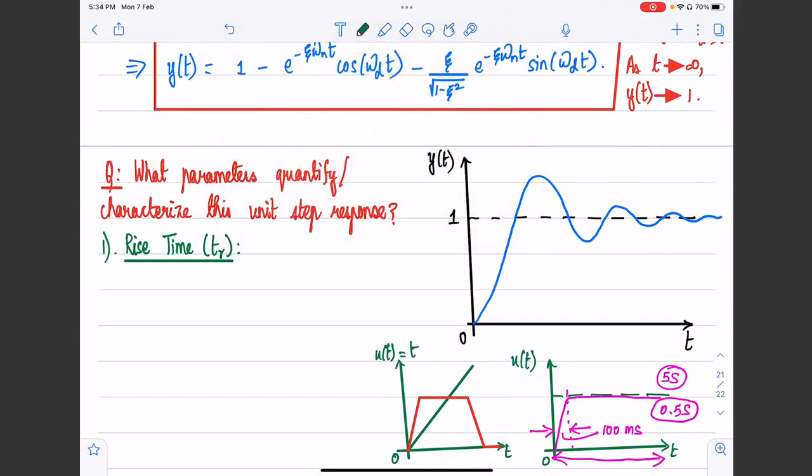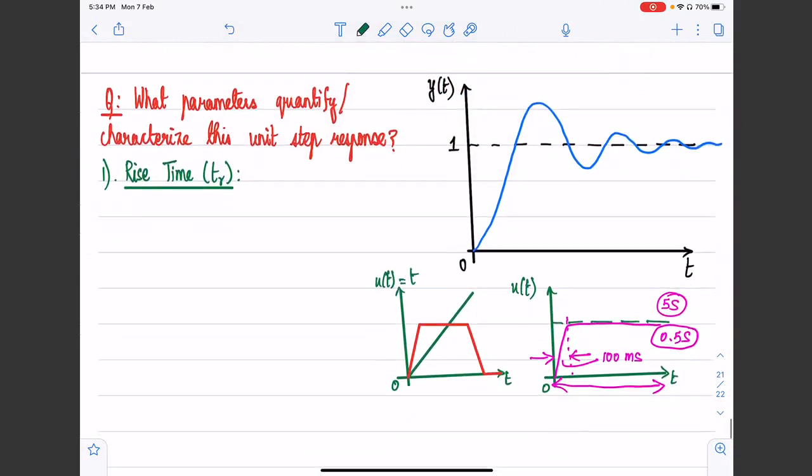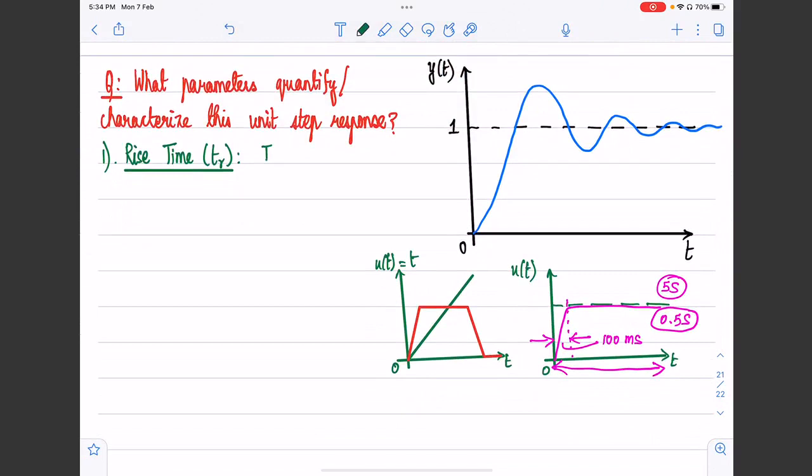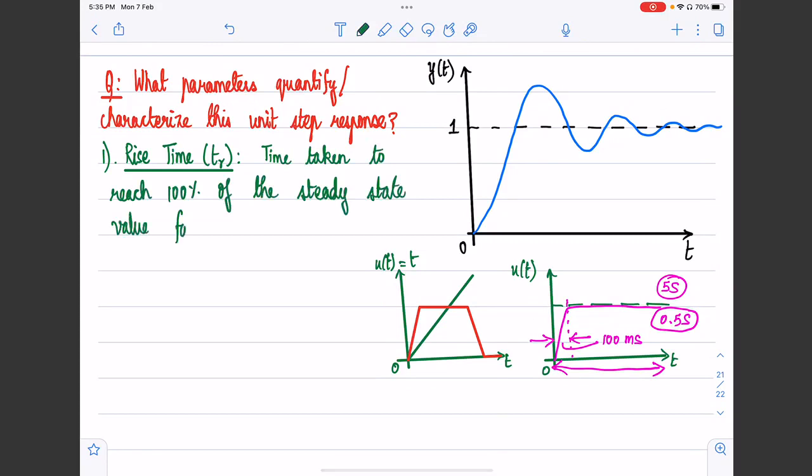Okay. So essentially, rise time. What is rise time? Let me write down the definition. We are trying to quantify based on the unit step response of an underdamped second order system. The rise time T subscript R is the time taken by the system to reach 100% of the steady state value for the first time. That is what rise time is.